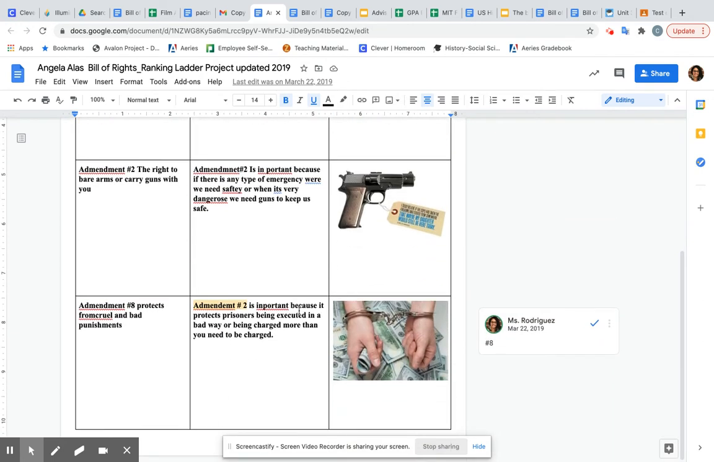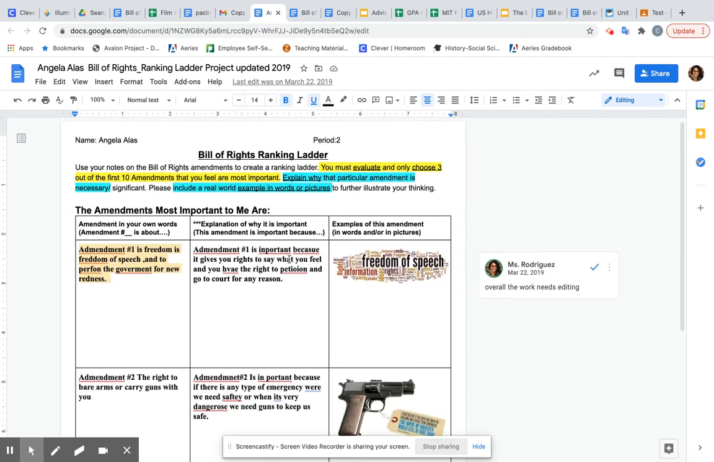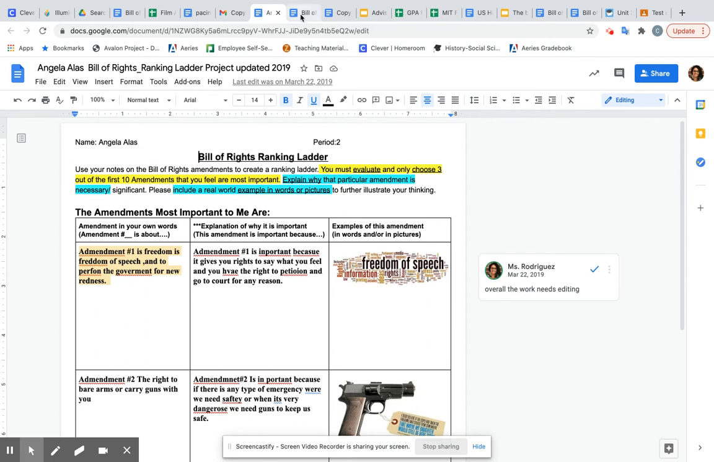Okay. And so this person, they had generally the right idea. It just needs a lot more editing and more details and examples, and more of an explanation on why they felt that amendment was important. But definitely more editing on that one.